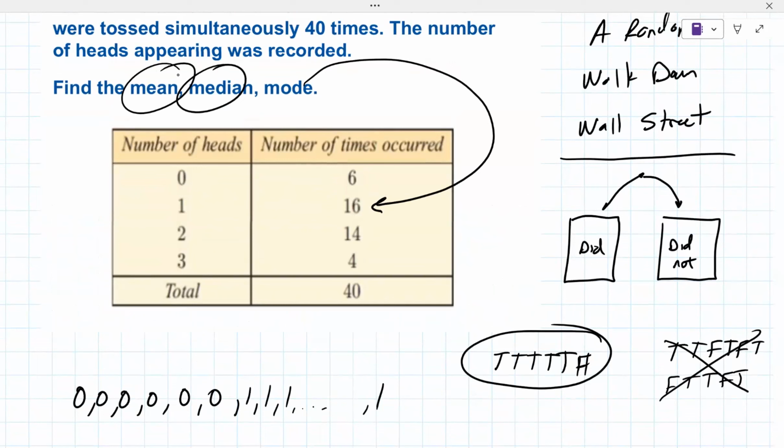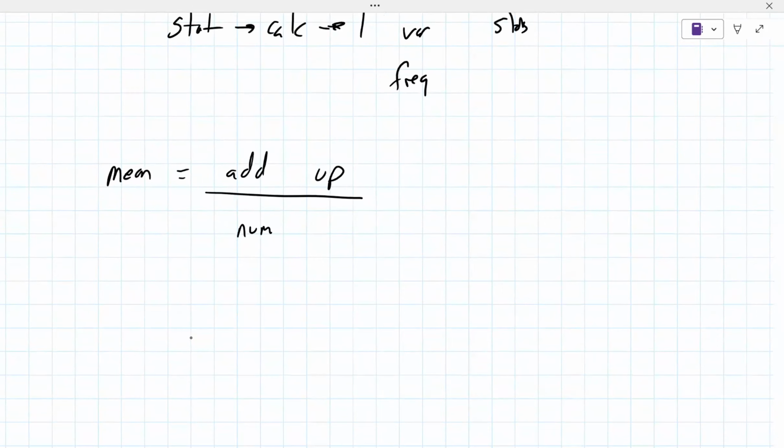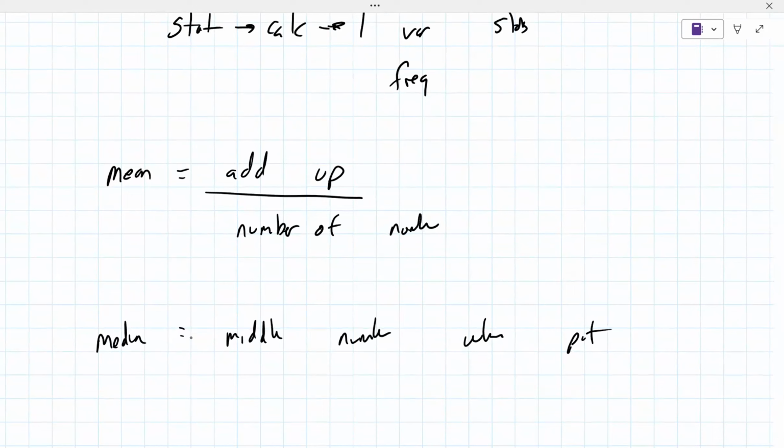Just for a reminder, what is the difference between the mean and the median? Is the mean the least and the median the middle? Mean is adding them all up and dividing by the number of numbers. So if there are eight numbers, you divide by 8 whatever they all add up to. The median is the middle number when put in order. All right, I'm going to write that down.